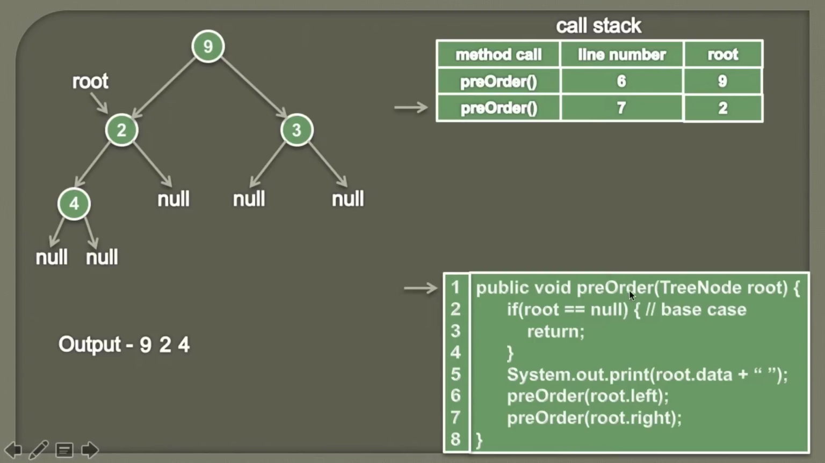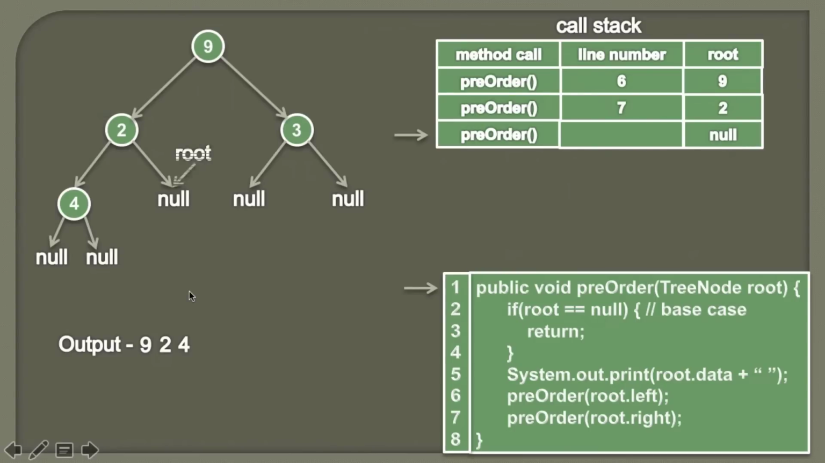Now we are calling preorder with a value of null. So we know there would be one more method on the call stack whose current root would be null. So now root will point to null, and we'll start executing this preorder method. We'll check whether root is equal to null or not. Currently root is equal to null. Therefore we have reached our base case condition and we'll simply return from this method.